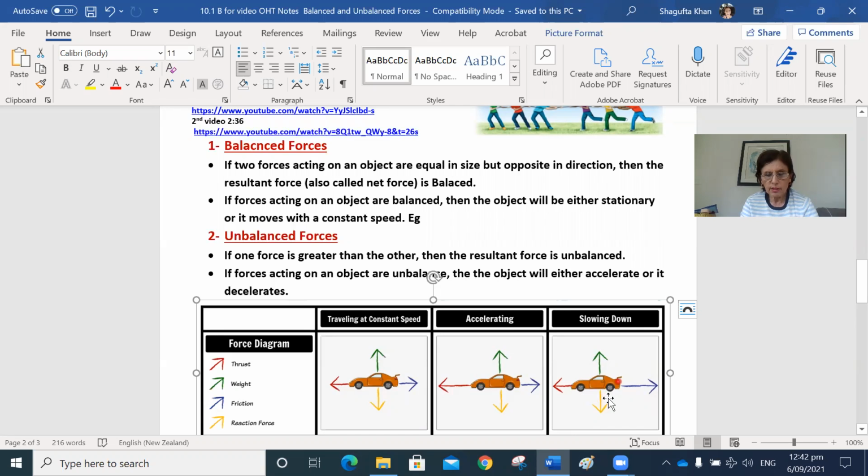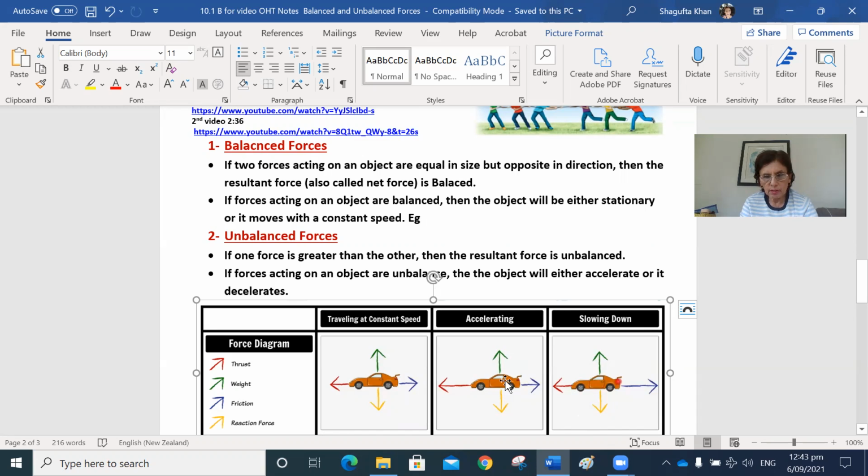And let's look at this car. Again, vertical forces are balanced. In a horizontal direction, we can see that the engine force is smaller than the friction force. That means this car is slowing down now, or it is decelerating. Because the friction force is greater than the engine force, the unbalanced force is in a backward direction.